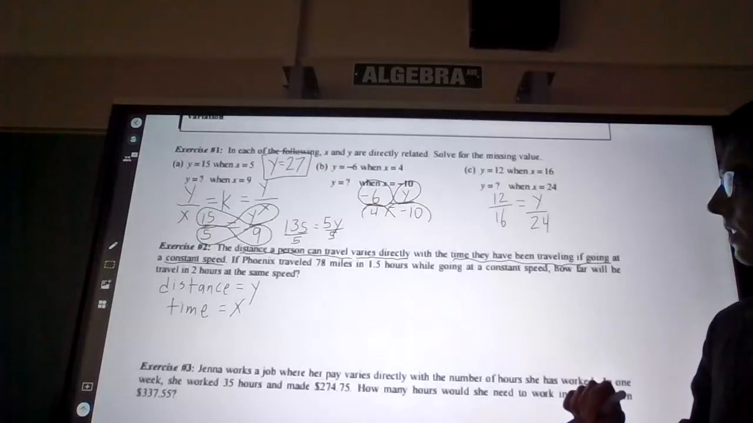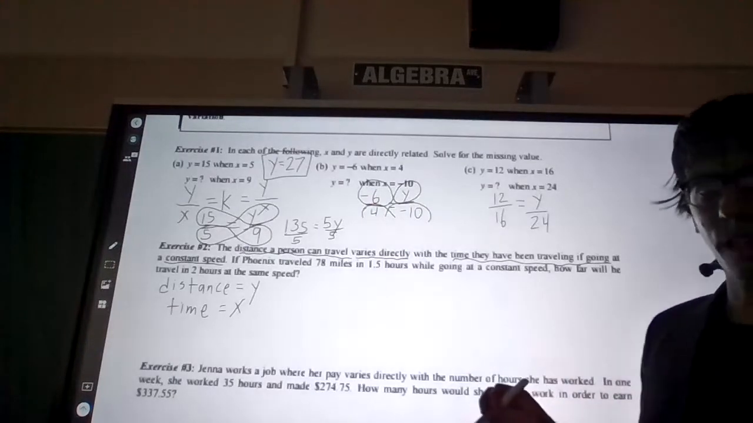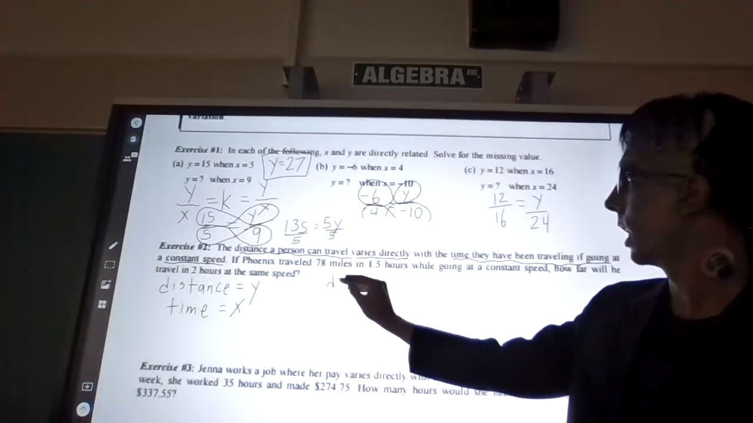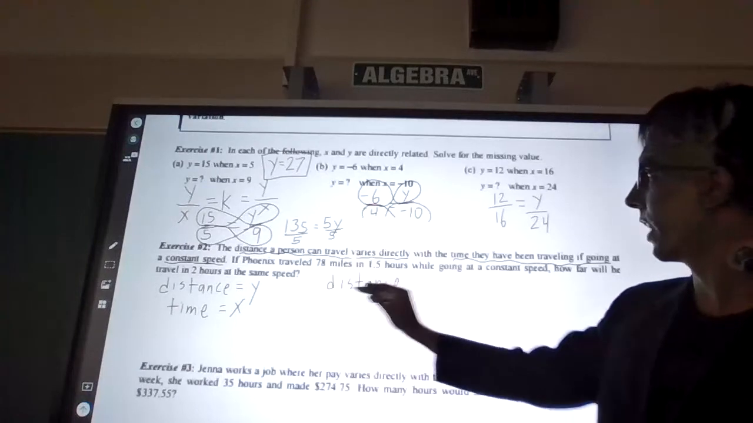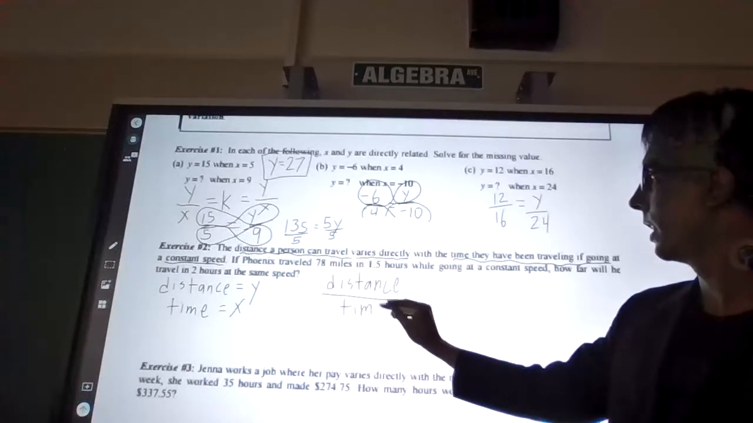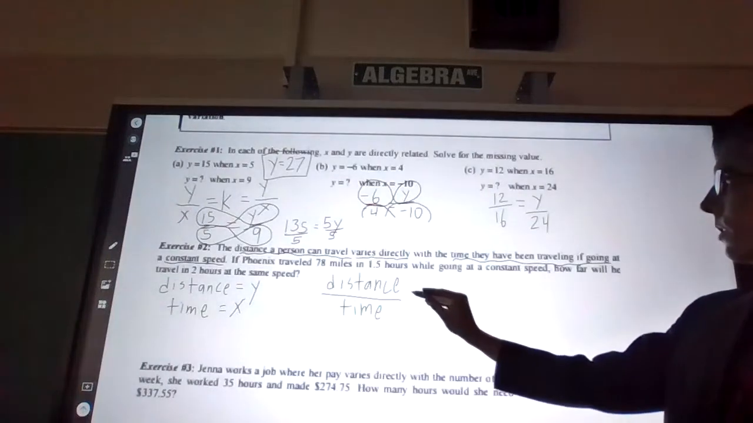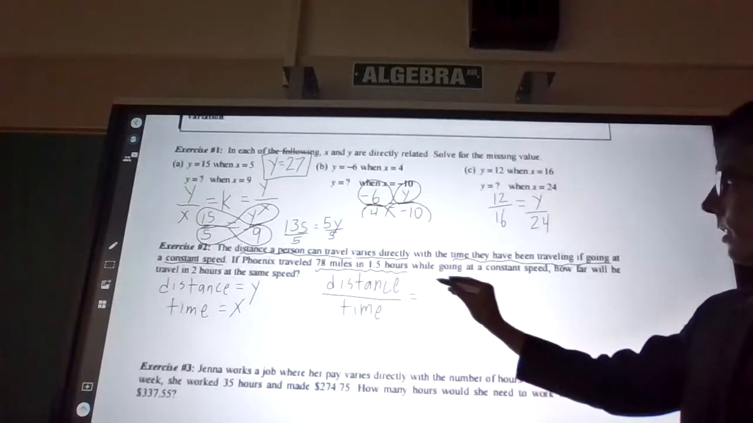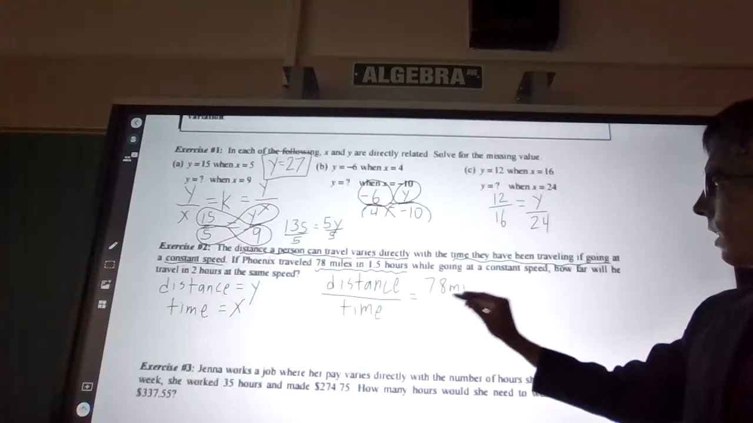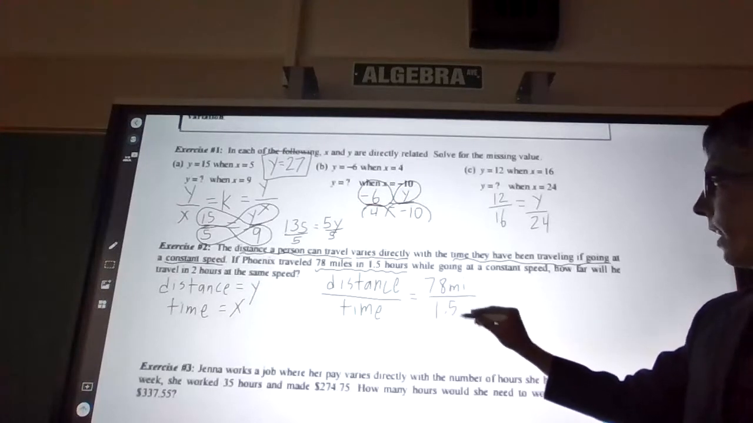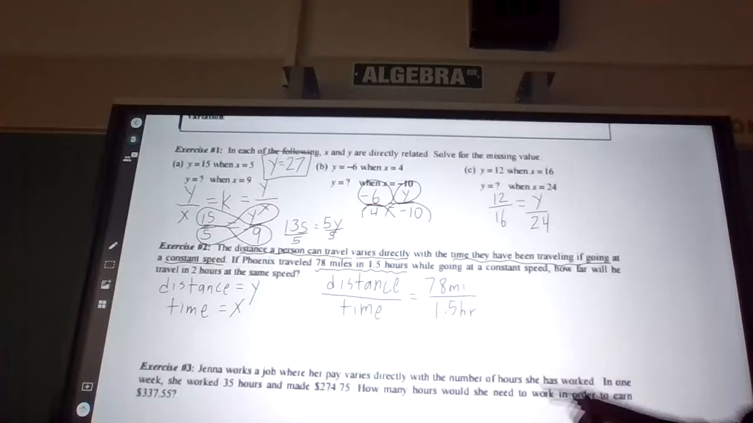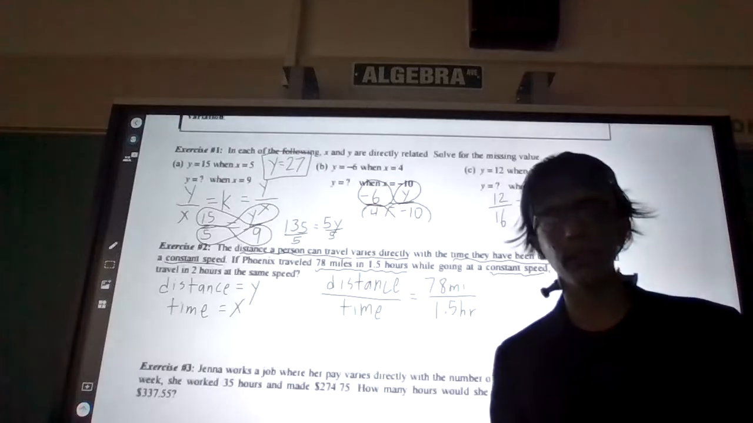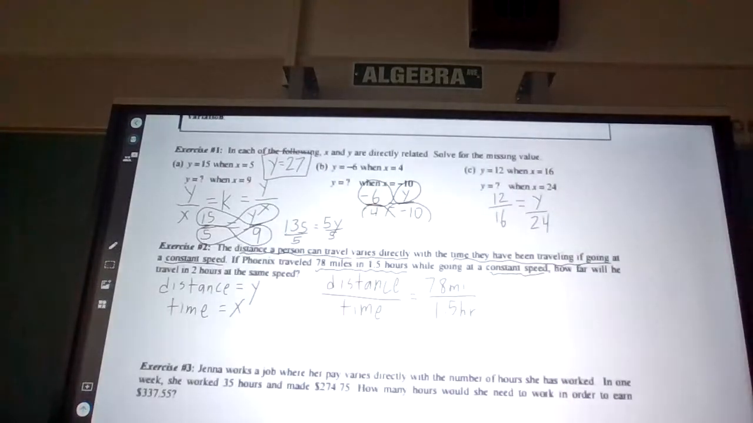So if Phoenix is a person here, Phoenix traveled 78 miles in 1.5 hours. Okay, so to set up this relationship here, I have distance over time. So my first values they give me here, 78 miles over 1.5 hours. And again, it specifies he was going at a constant speed. So how far will he travel in 2 hours at this same speed?